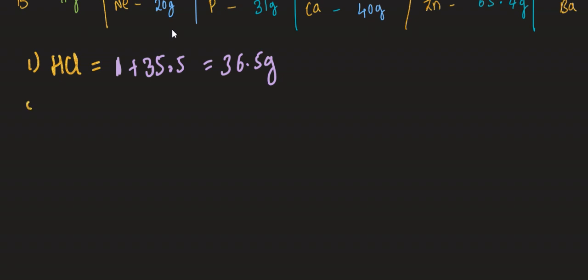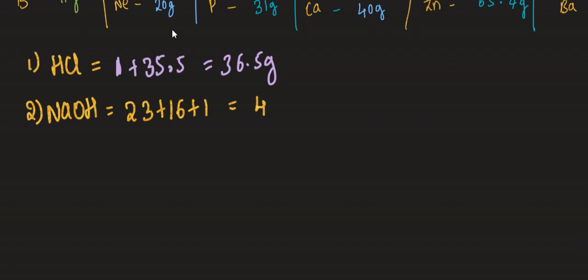In the same way, NaOH. Sodium is 23, oxygen is 16, hydrogen is 1. So total how much will you get? You get a total of 40 grams. This is the way to find out the molar mass of compounds.